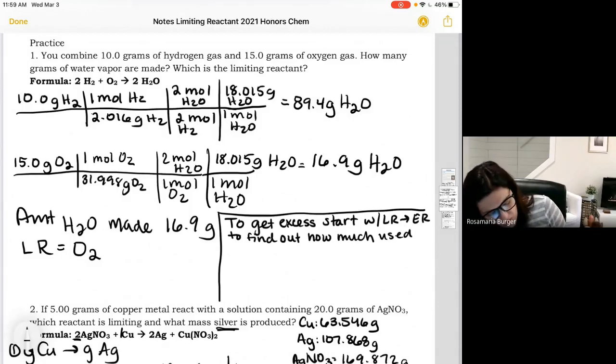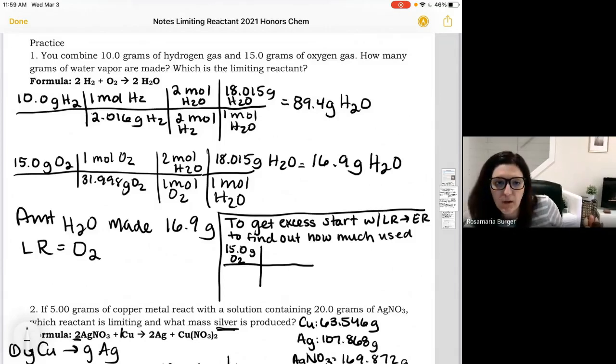Okay, so oxygen was our limiting reactant. We had 15.0 grams of O2, and we want to go to grams of H2. Okay, so for every 1 mole of O2, there are 31.998 grams of O2.